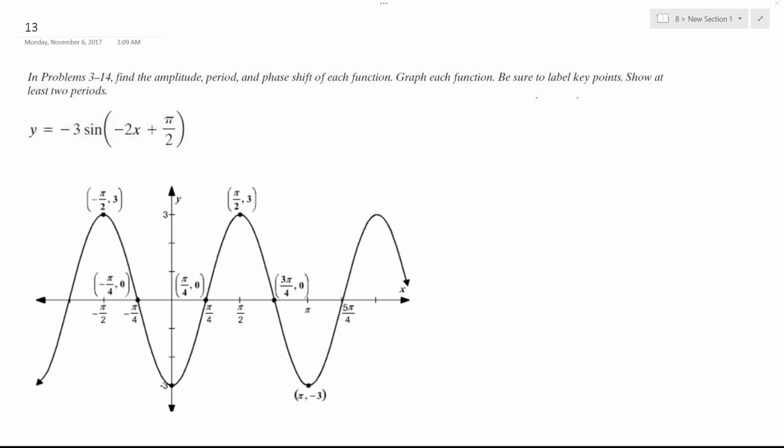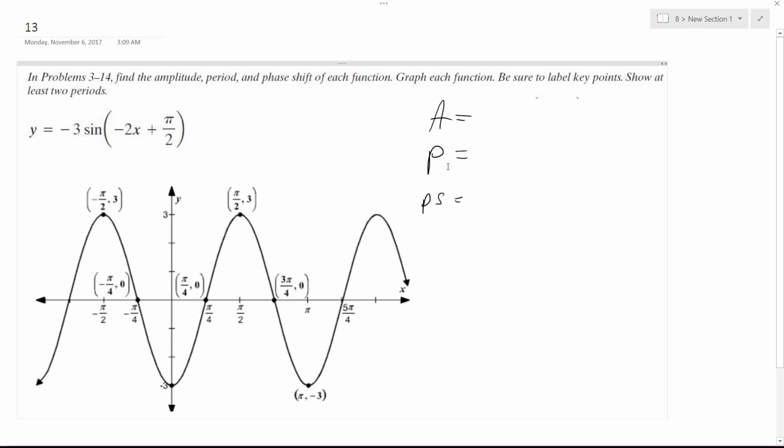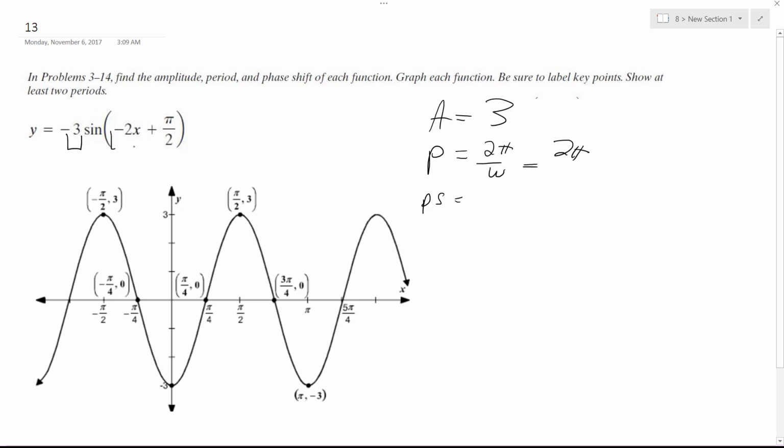All right, solving this, I want to find the amplitude, and then the period, and then the phase shift. Depending on how you want to abbreviate these, amplitude is just going to be the absolute value of that, or the magnitude, so it's just 3. Period's going to be 2 pi divided by omega, which is going to be equal to 2 pi divided by the coefficient here. And don't worry about the negative sign. It's just going to be 2. So in this case, it's going to have a period of pi.